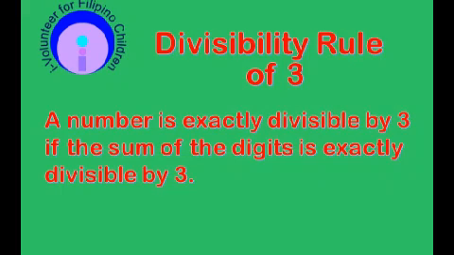Divisibility rule of 3. A number is exactly divisible by 3 if the sum of the digits is exactly divisible by 3.